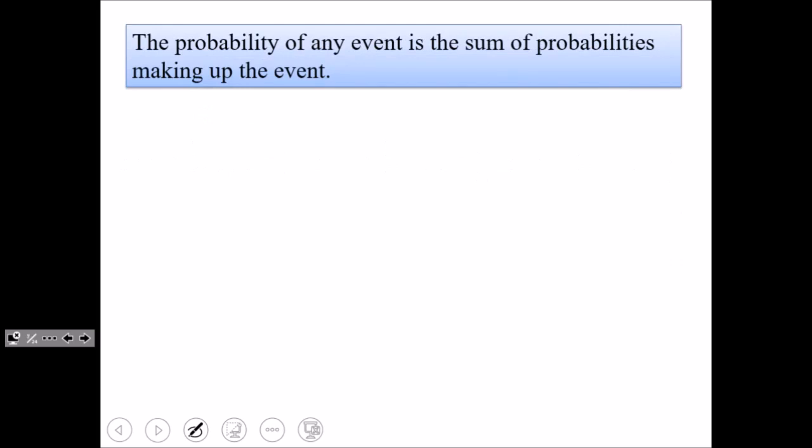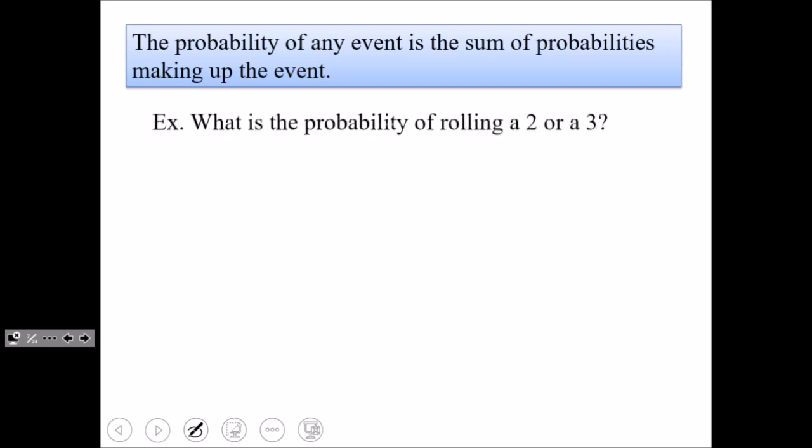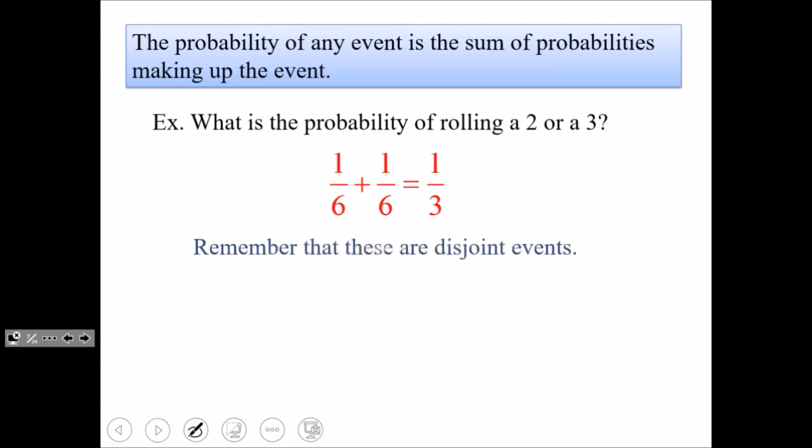Now, the chance of any event is the sum of the probabilities making up that event. For example, what's the chance of me rolling a 2 or a 3? Well, my chance of getting a 2 is 1 out of 6. My chance of getting a 3, 1 out of 6. So I add those up and I get 1/3. But these are disjoint events. I can just add them up that way. There's no overlap. I'm not counting anything twice. So for disjoint events, we get a simple addition rule. Just add the probabilities together.